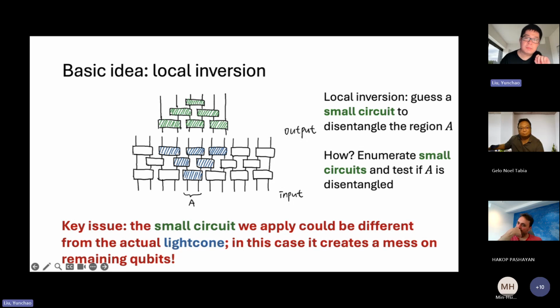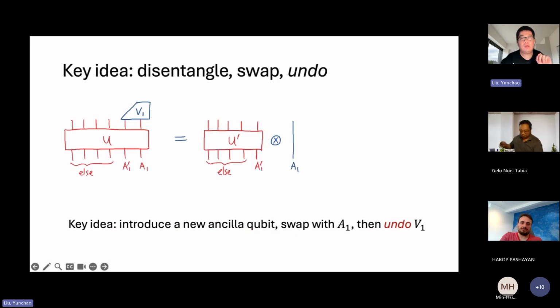Okay, so let me tell you the key idea to address these issues. I will tell you a 3-step procedure where we want to introduce a new ancilla qubit and swap with the disentangled qubit A1 and then undo the local inversion. Okay, so it's a 3-step procedure called disentangle, swap, and undo. So let me just show you how it works.